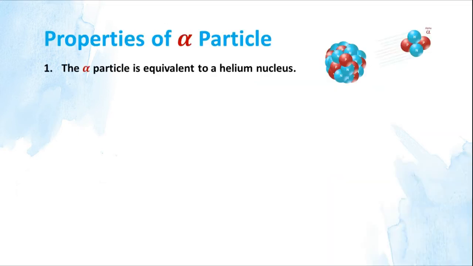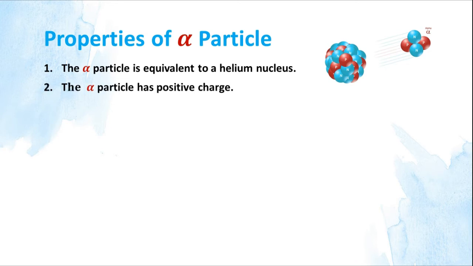The first one is that alpha particle is equivalent to helium nucleus. The helium nucleus, the atomic mass is 4. The 4 represents the mass number. The mass number means the sum of the protons and neutrons. Inside the helium nucleus, 2 protons and 2 neutrons are there. In the same way, alpha particle is also there, so alpha particle is equivalent to a helium nucleus.